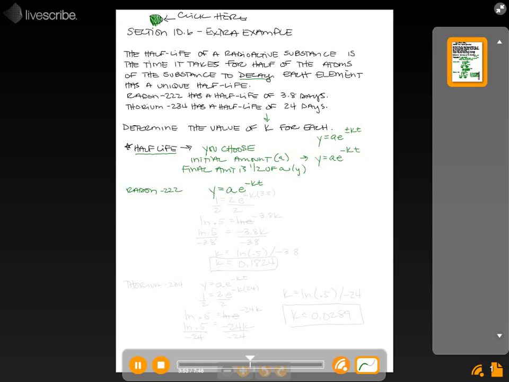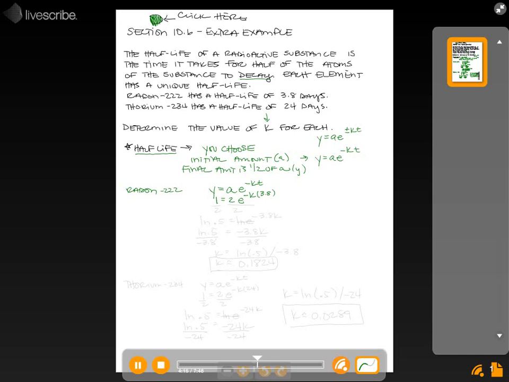It's that constant, that mathematical constant. So I'm going to pick easy numbers. I'm going to pick 2 for A, which means Y has to be 1. 2 grams, or whatever I'm talking about, half of that's going to be my final amount. So 1 equals 2 times e to the negative k t, and then T for radon is the half-life, which we read is 3.8.